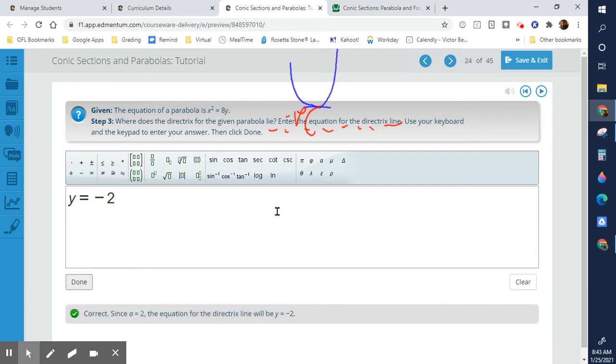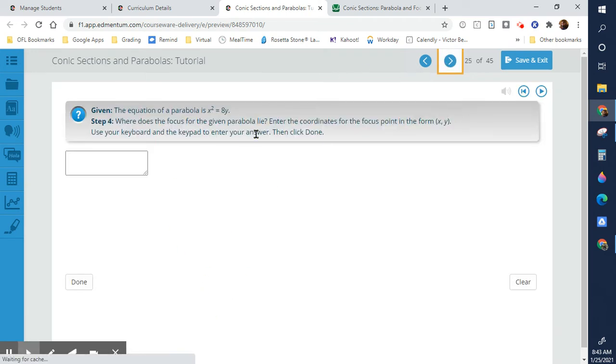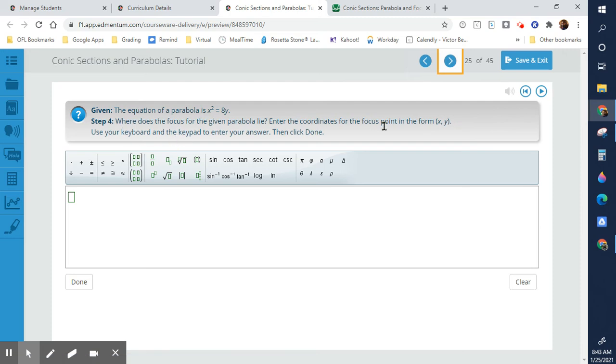So let's put that in there. Perfect. All right. Edmentum has done some special things, but nothing for me to get mad at yet. All right, so let's take a look here. So I'm assuming now it's going to ask for the focus. Yep, it's asking for the focus.